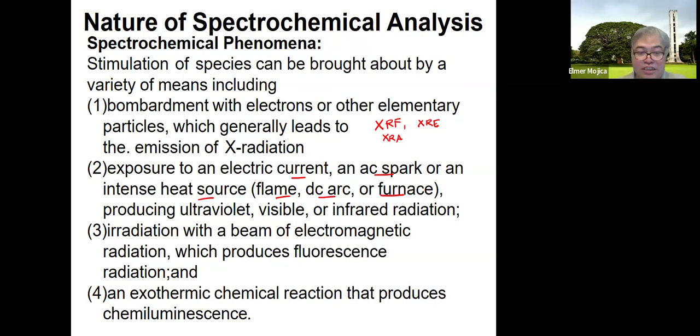And then we have irradiation with a beam of electromagnetic radiation, which produces fluorescence and radiation. So this is usually when you apply an energy, what happens? The energy is absorbed and it goes to a higher energy level, and some of them go back. When they go back from the higher energy level to the lower energy level, they will emit light in the form of fluorescence. We are going to discuss that.